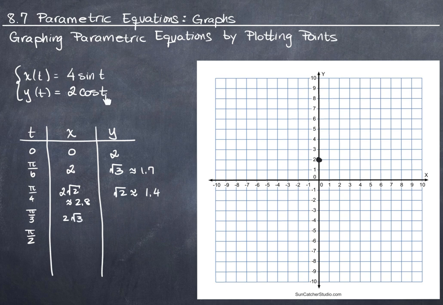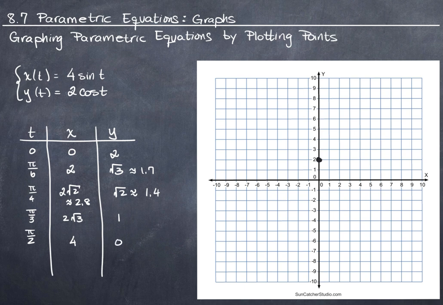The cosine of pi over 3 is a half. A half times 2 is 1. And now I'm at pi over 2. The sine of pi over 2 is 1. Multiply that by 4, you get 4. The cosine of pi over 2 is 0. 2 times 0 is 0. So there are my first few points.